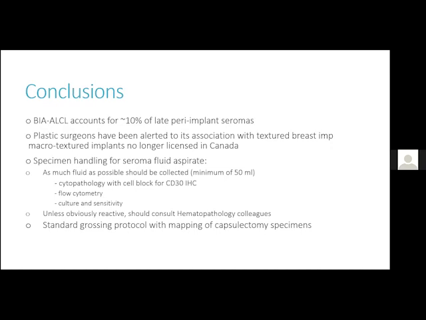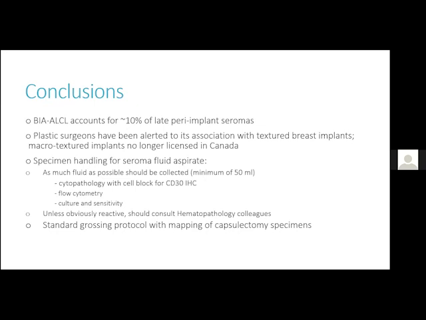So in conclusions, BIA ALCL accounts for about 10% of late peri-implant seromas. Plastic surgeons and patients have been alerted to this disease, and so we have been seeing a lot more specimens, both in cytopathology and patients having their implants removed with capsulectomies.